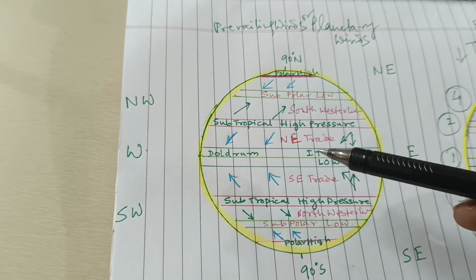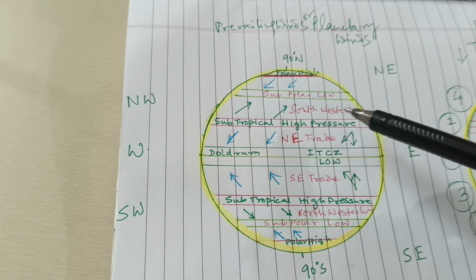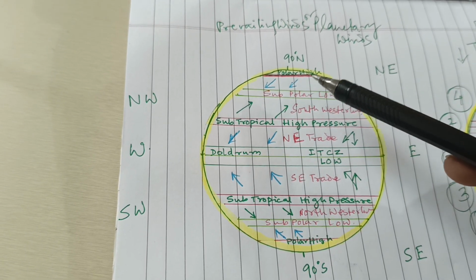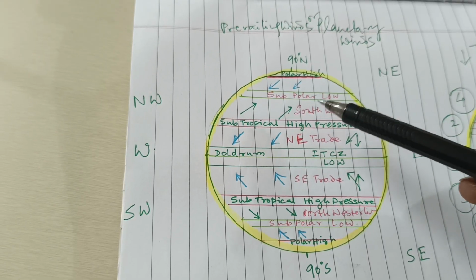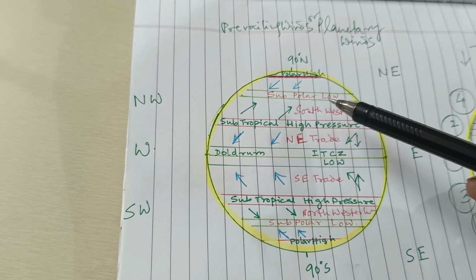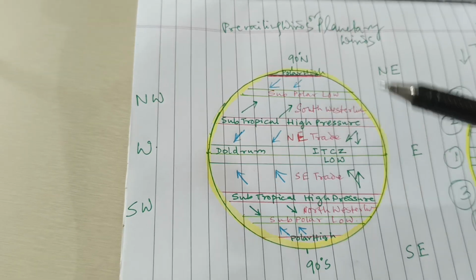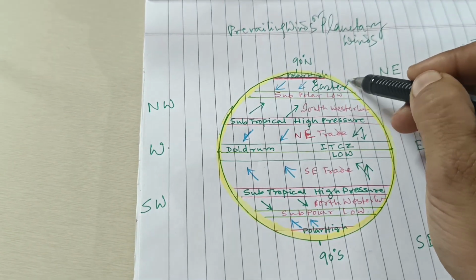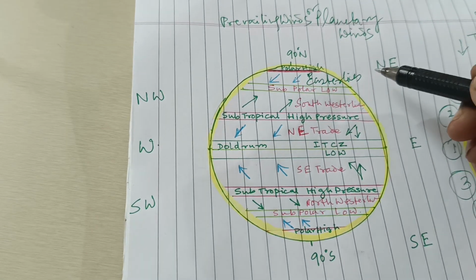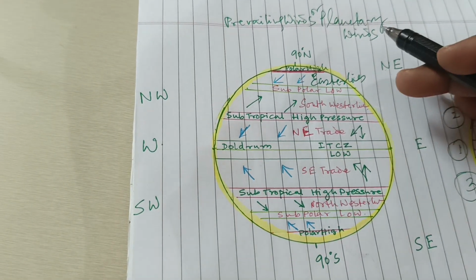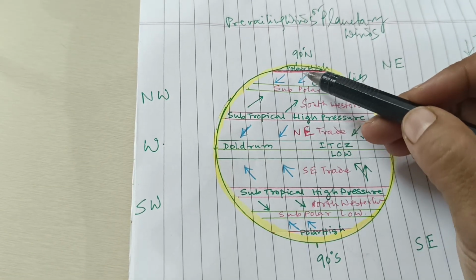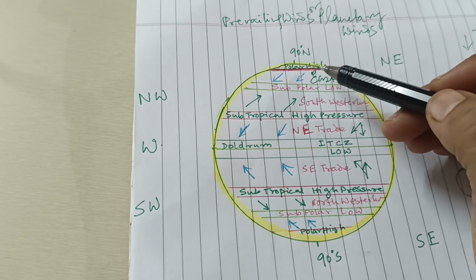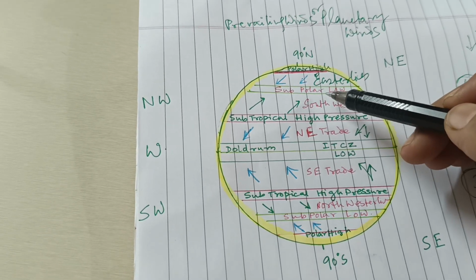Another thing, before going to westerlies, see southwesterlies and northwesterlies, I will go first to the polar high region to subpolar low region. We are getting easterlies. The wind name is easterlies. Simply it is blowing from the eastern side, so it is easterlies. It is also called polar easterlies because it is coming from polar high to subpolar low.